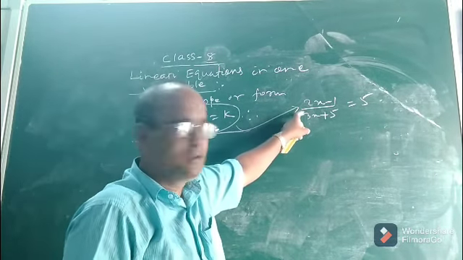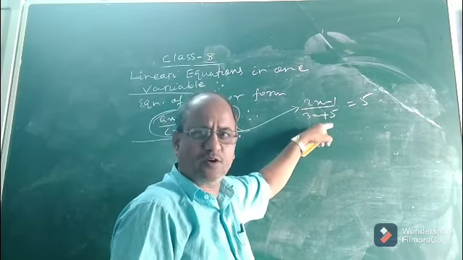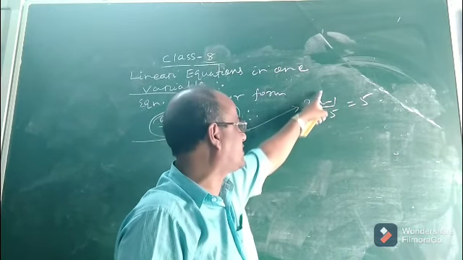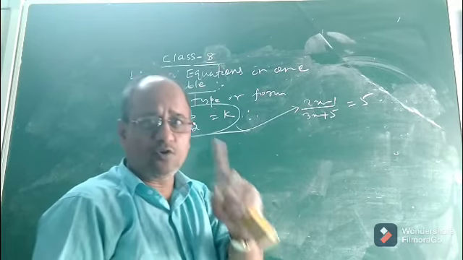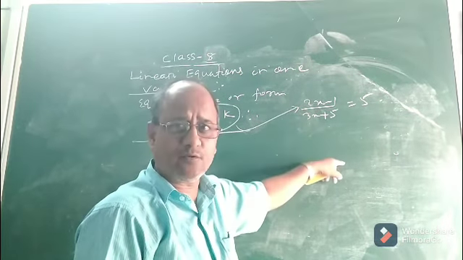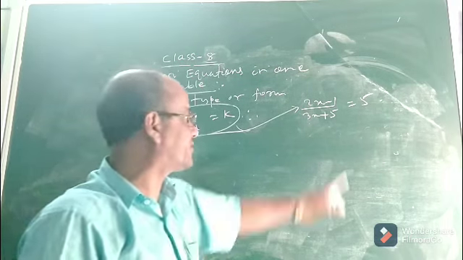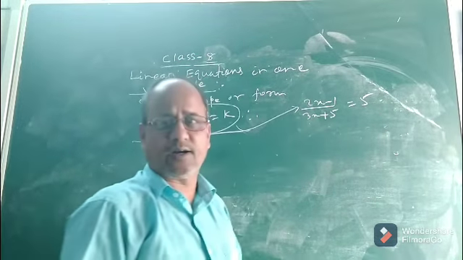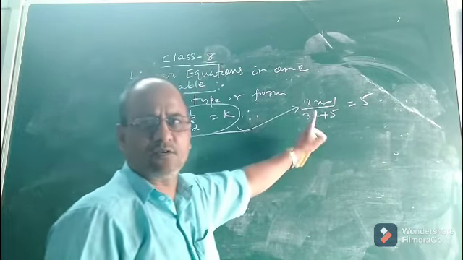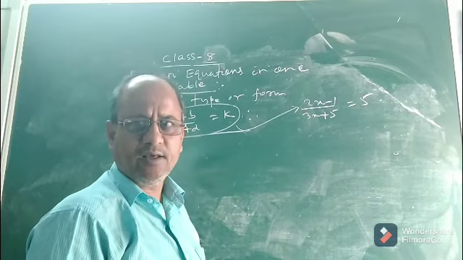First, is it a linear equation or not? Yes, it is linear, no doubt, because the highest power of x is 1. To know whether it is linear or not, first we have to see the highest power of the variable present in the equation. In both the numerator and denominator, the power is 1. So no doubt this is a linear equation in one variable.